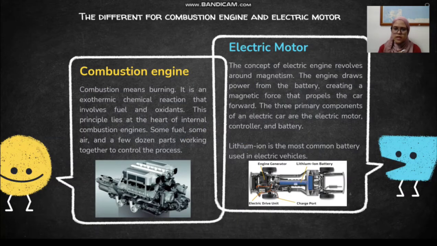Moving on to the difference between the combustion engine and the electric motor. Basically, combustion means burning. It is an exothermic chemical reaction that involves fuel and oxidants. This principle lies at the heart of internal combustion engines: some fuel, some air, and a few dozen parts working together to control the process. For the electric motor, the concept revolves around magnetism. The engine draws power from a battery, creating a magnetic force that propels the car forward. The three primary components of an electric car are the electric motor, controller, and battery, and lithium-ion is one of the most common batteries used in electric vehicles.